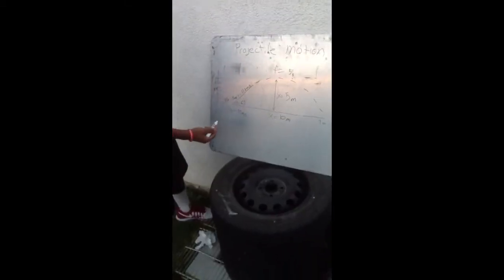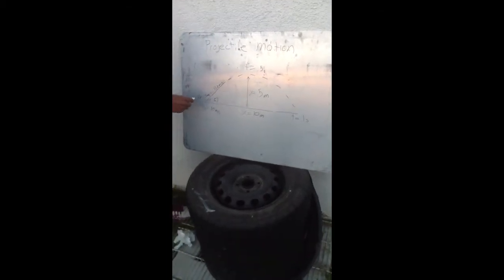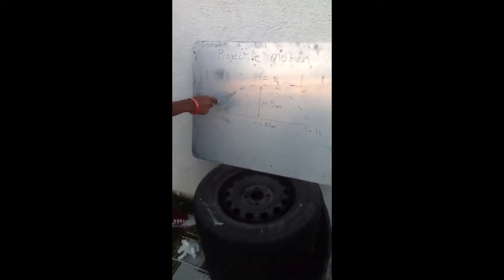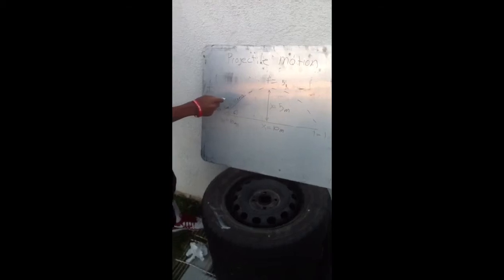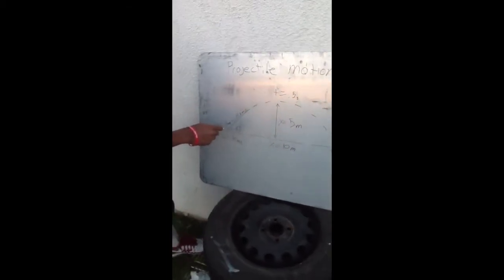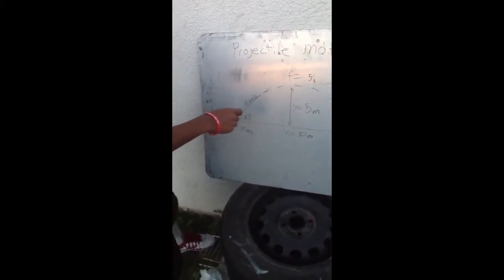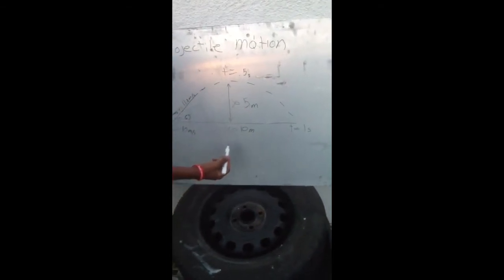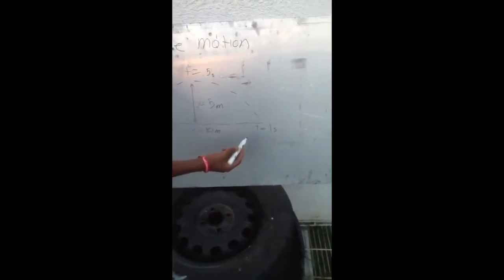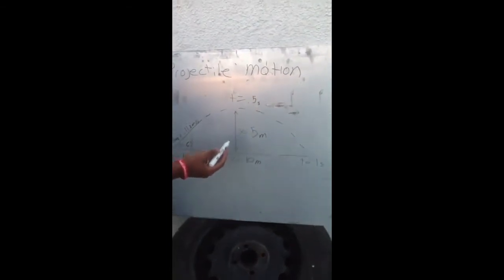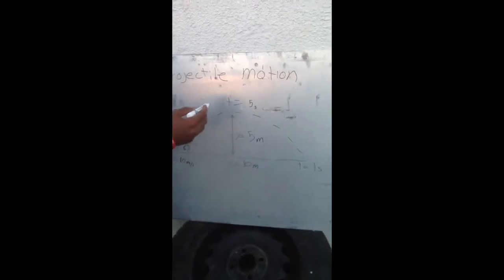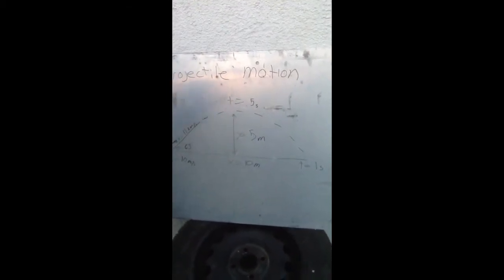You can see we filled in all equations. We found our Vx, which is 10 meters per second, our Vy, which is 5 meters per second, our V at the angle, which is 11.2 meters per second, our angle, which is 63 degrees, our distance, which is 10 meters, our time, which is 1 second, our maximum height, which is 5 meters, and our time at the highest point, which is 0.5 seconds.